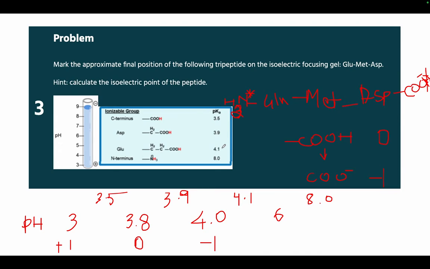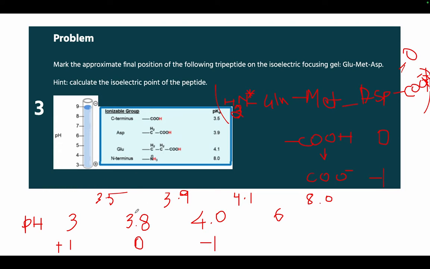So now let us find the pH at which this overall peptide will have charge 0. For that, let us consider the scenario at different pH values. If I start at pH 3, this is below all of the pKa's in our protein, which means that everything is going to be in this state only. So the only charge in the protein is going to come from this amino group at the N terminus. So the charge of the overall protein will be +1.